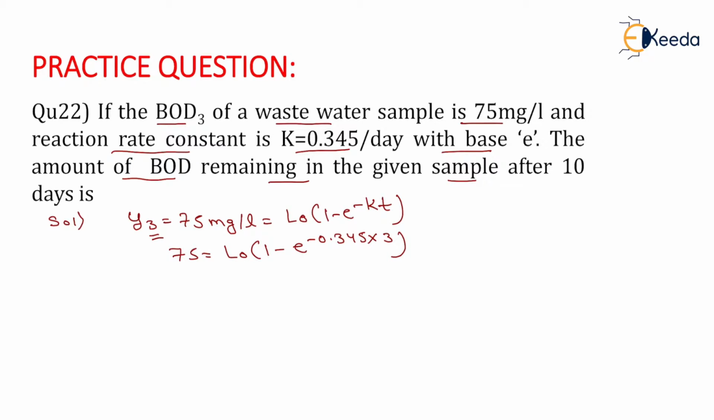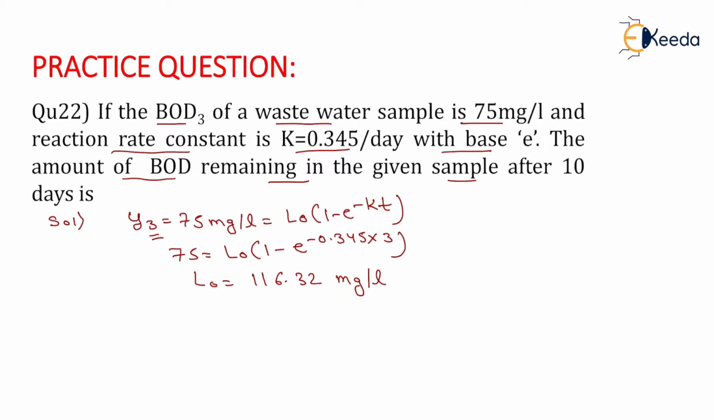Now what will be the value of L0? If you solve, that is 0.345 into 3, e to the power answer, 1 minus answer, and you divide 75 by all this value, you will have the value of L0, which will be equal to 116.32 milligram per liter. That will be the ultimate BOD.